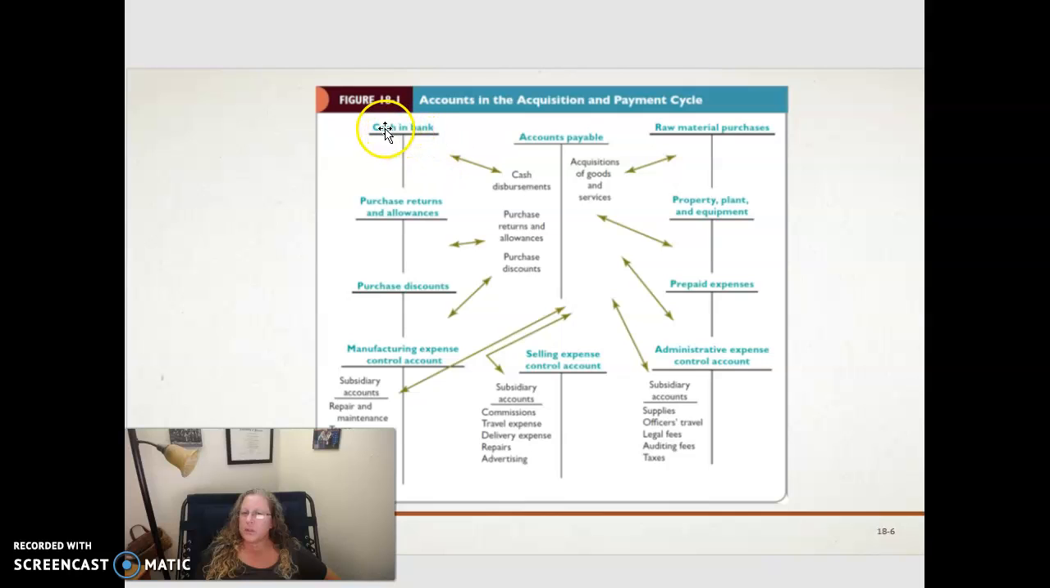So you can see here how the accounts are connected. Your cash disbursements from your accounts payable, where you are paying your accounts payable, that of course is going to come from your cash in the bank. Acquisitions of goods and services is going to be connected to raw materials purchases, as well as plant and property equipment. So you can just see by the arrows kind of how all of the accounts are connected.